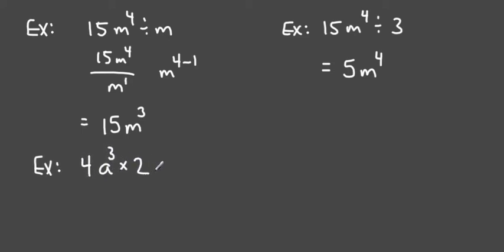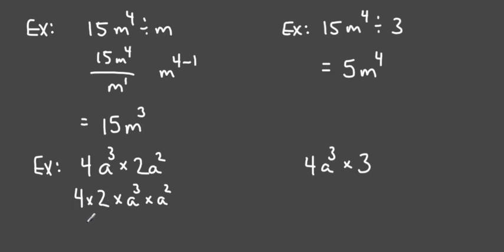Let's look at one where we're multiplying. And again, we'll take some different examples here. So 4a to the 3 times 2a squared. That means all the numbers are going to be multiplied together, and then all the variable terms will be multiplied together. So 4 times 2 is equal to 8. a to the 3 times a to the 2, that's going to be equal to a to the 3 plus 2. So that's equal to 8a to the 5th.